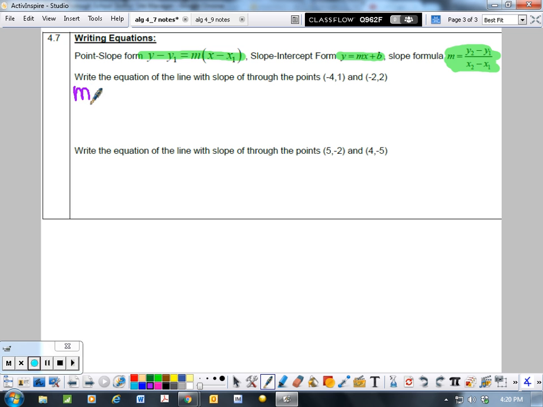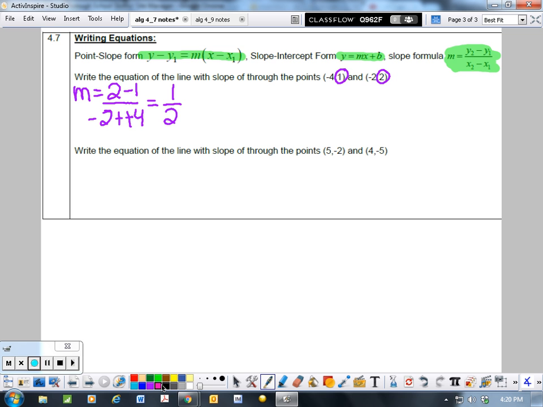So m equals, we're going to go grab those y's, y2 minus y1 over x2 minus x1. We're going to go ahead and take care of those double negatives. So 2 minus 1 gives me 1. Negative 2 plus 4 is the same thing as 4 minus 2. So there's my slope, 1/2.